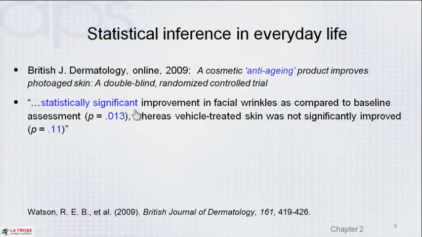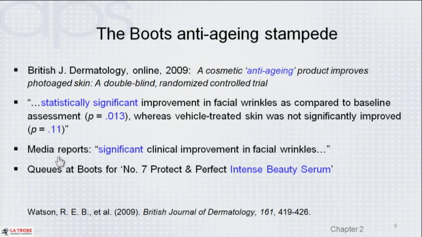And it reported a statistically significant improvement in facial wrinkles, p = .01, quite a clear result. And the placebo cream, no sign of significance, p = .11. This was announced loudly in the British tabloid press under headlines, significant clinical improvement in facial wrinkles, and queues formed outside Boots the Chemist up and down Britain to buy number 7 Protect and Perfect Intense Beauty. They pay people to write this stuff. Now, just keep that pattern in mind.